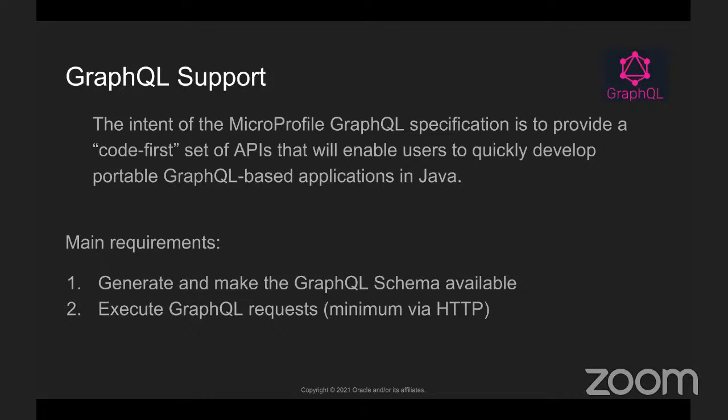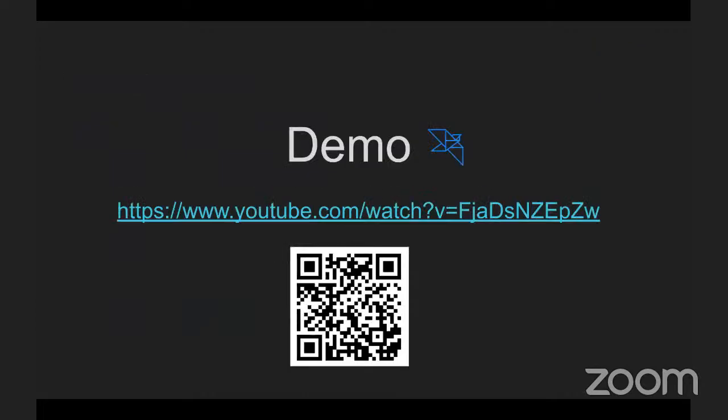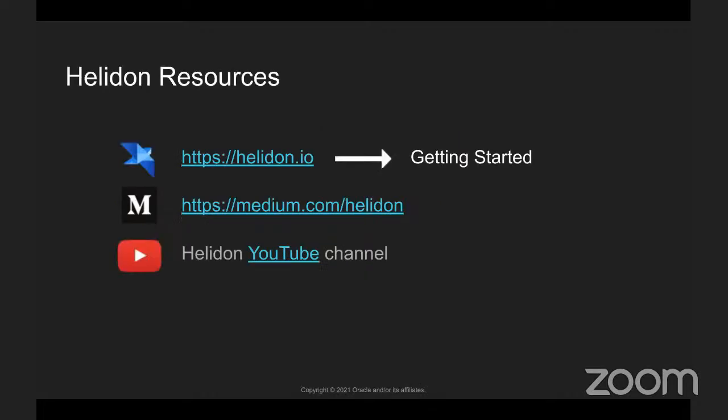So you only need to annotate everything with special annotations like GraphQL API, and we will generate the schema for you, and it will be available through HTTP requests. Once again, we're out of time, so that's why I have a pre-recorded demo. Please take a look at it.